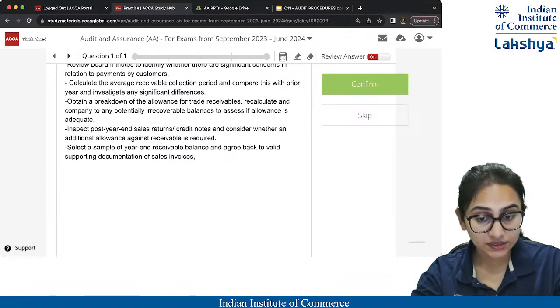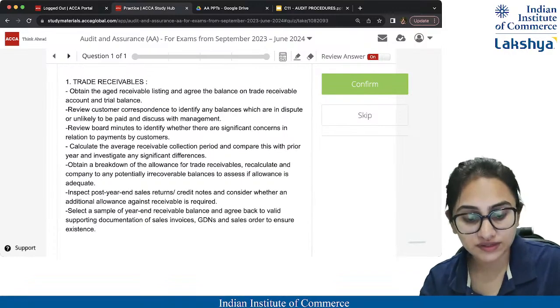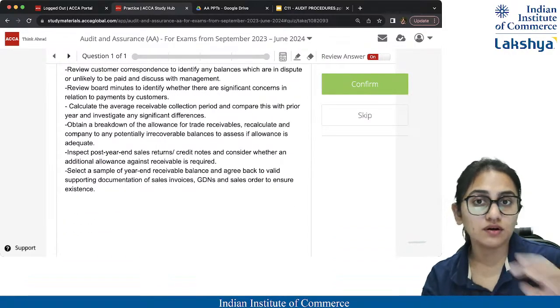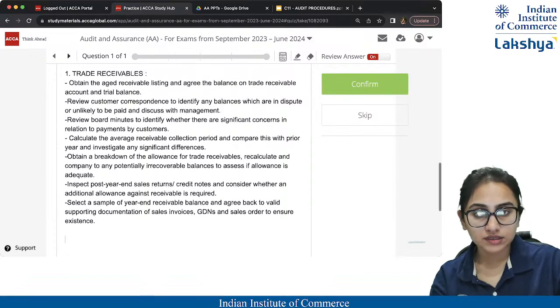And along with sales invoices, compare it with goods dispatch notes also and sales order to ensure existence. Okay, so this becomes your 7 points for 5 marks. If you have a limitation of time, then you can just write 5 good points. It will give you 5 marks. Okay, this is the first one.